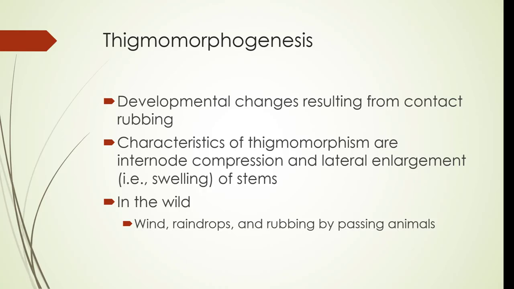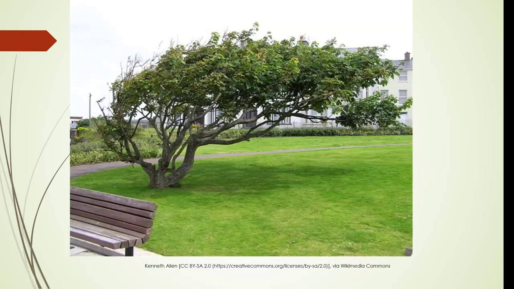Thigmomorphogenesis is the changes resulting from contact rubbing. And what happens is it's internode compression and lateral enlargement or swelling of stems. In the wild, it happens with wind, raindrops, and rubbing of passing animals. Here's what that looks like with the wind. I've posted a video from Cornell of trying to shorten tomato plants, make them more stocky with thigmomorphogenesis. I definitely recommend checking that out.